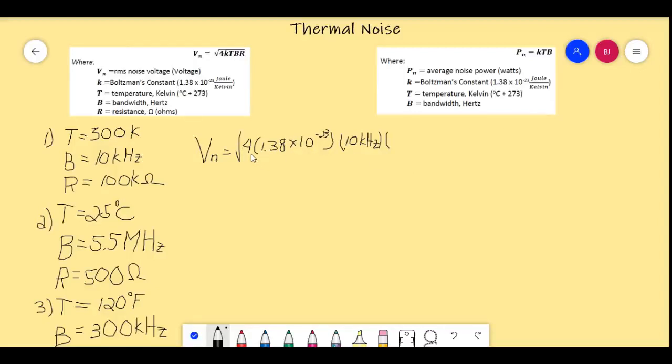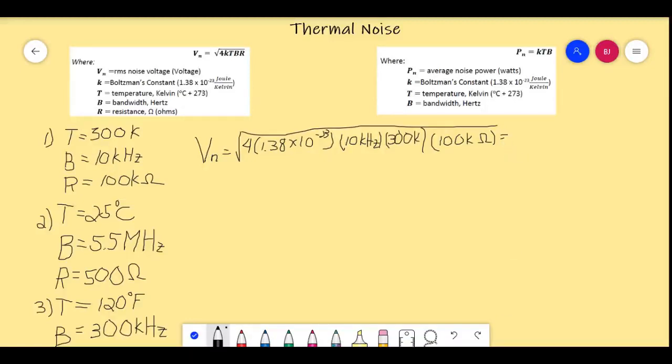So this is 4kT. Oh, I forgot the temperature. So let's just squeeze in the temperature here, so it is 300 Kelvin. So 4kTB, and R is 100 kilo ohms. So, square root.